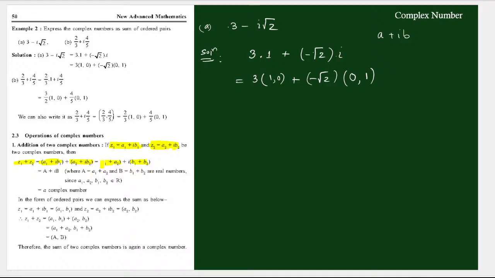Now a1 plus a2, this is your the real one, capital A. b1 plus b2, this is your capital B. IB, this is the imaginary one. So where A is nothing but your A1 plus A2 and capital B is your B1 plus B2.